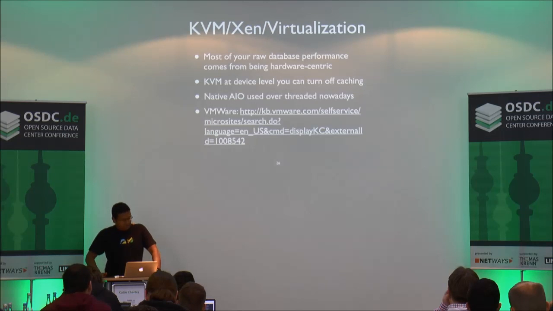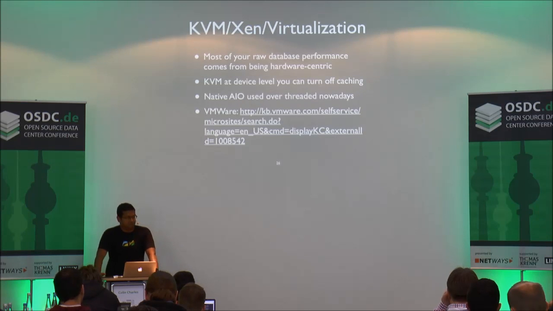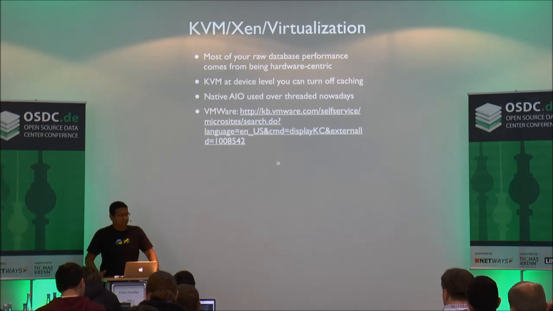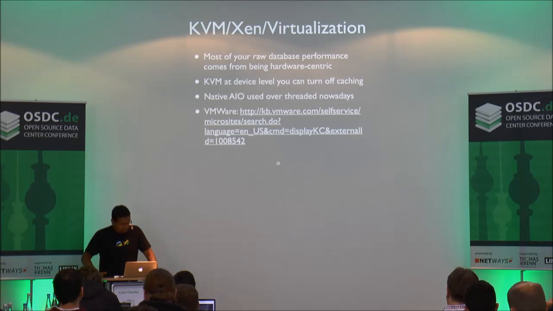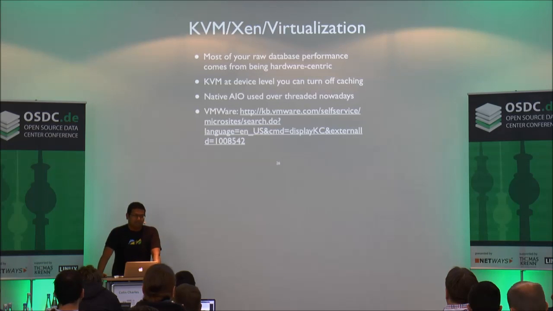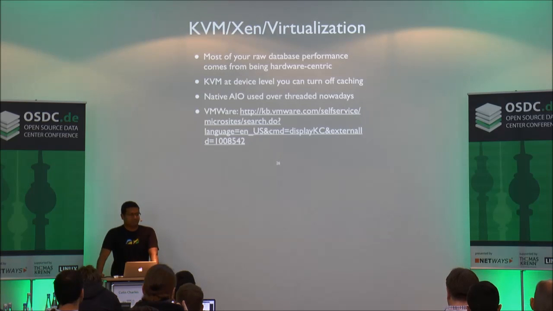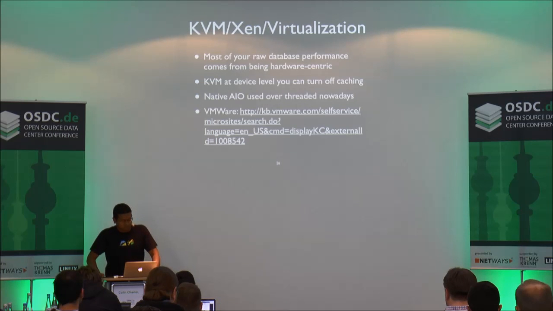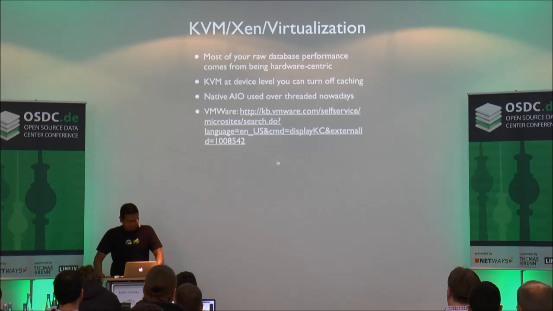Native AIO is used over threaded today, so that's native AIO, asynchronous IO. InnoDB use native AIO equals 1 is now the default. We have seen instances where the hypervisor actually lies that the virtual machine did an fsync, so you can actually lose data. These hypervisors tend to be more commercial variety hypervisors. The open source ones tend not to lie.